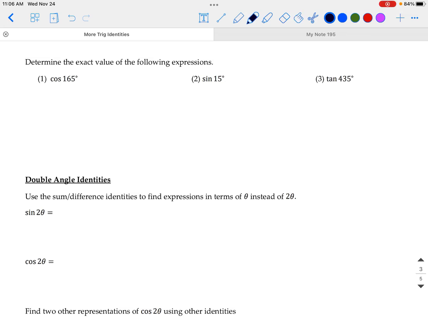Welcome back, everybody. So last time in the more trig identities notes, we derived the angle sum and difference identities. Now we're going to look at a couple of quick applications of them, and then look at the double angle and half angle identities.